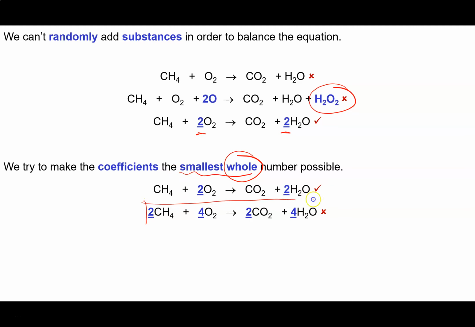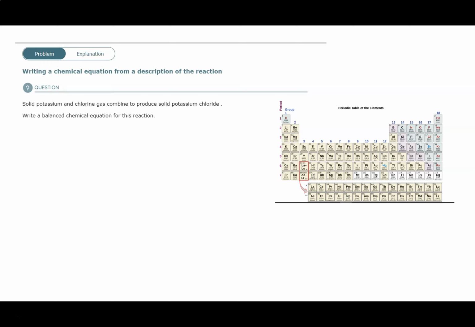So if my attempt at balancing led me to something like this, I should check to see whether I can divide through by a common multiple, which I can. In this case, I can divide through by 2, and then I would get the better set of coefficients, and that's what I'd give for my balanced equation. So a properly balanced equation has the smallest whole number set of coefficients. So let's have a look at a problem.